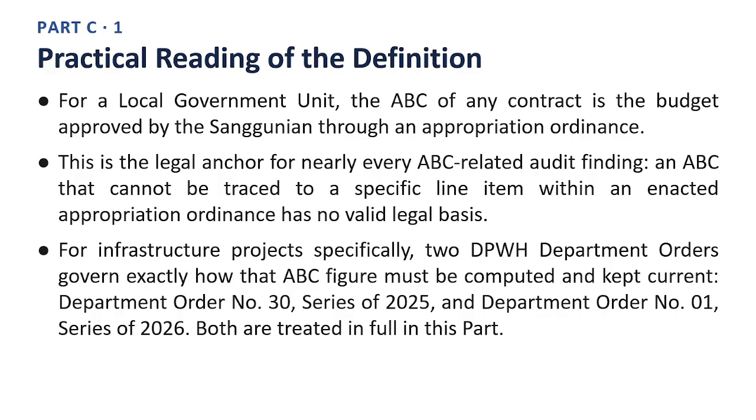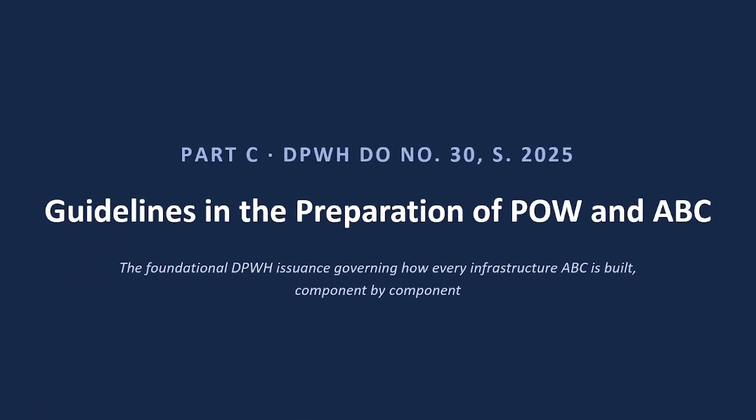Both are treated in full in this part. Taken together, these points give you the practical, working picture of practical reading of the definition. Next slide. Part C: DPWH Department Order Number 30, Series 2025, Guidelines in the Preparation of POW and ABC. The foundational DPWH issuance governing how every infrastructure ABC is built, component by component.